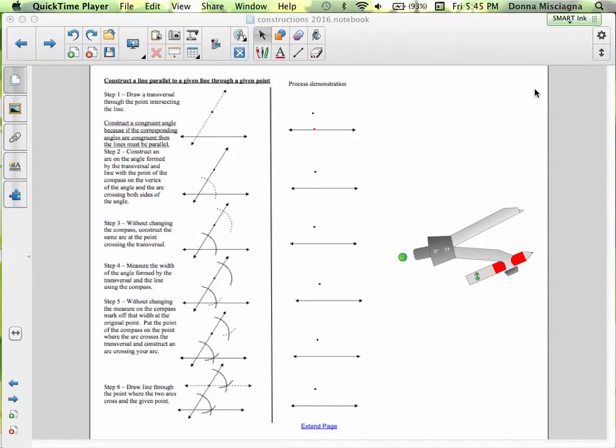Welcome back. So now we're going to be constructing a line parallel to a given line through a point. Right, so in your notes, I'd like you to write this.